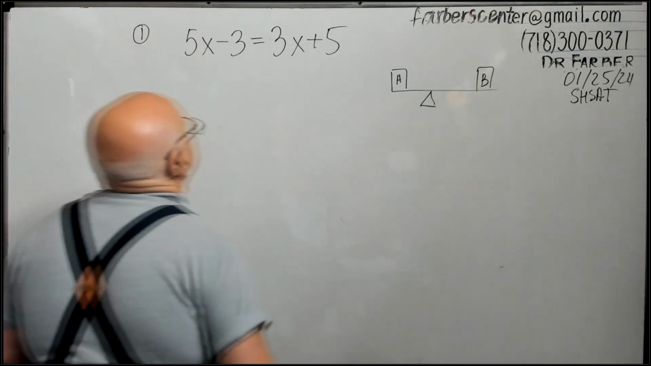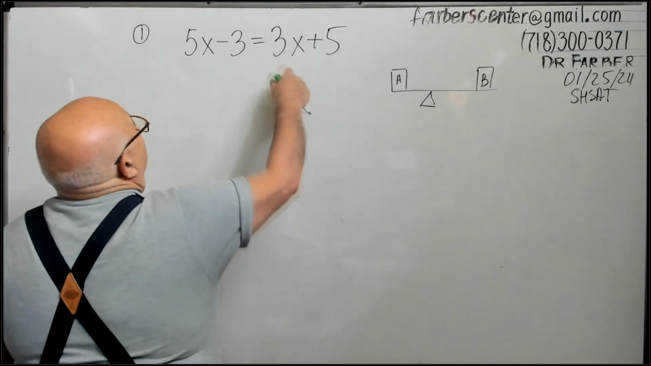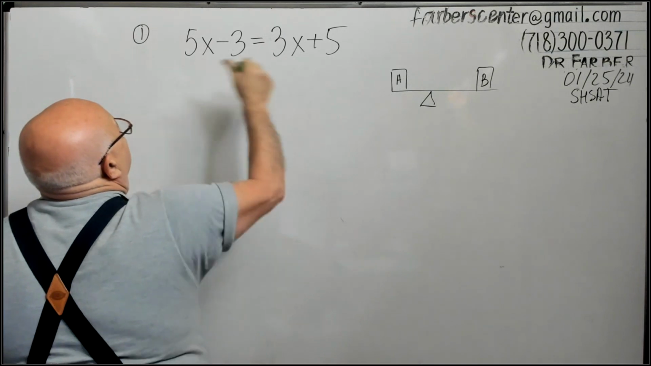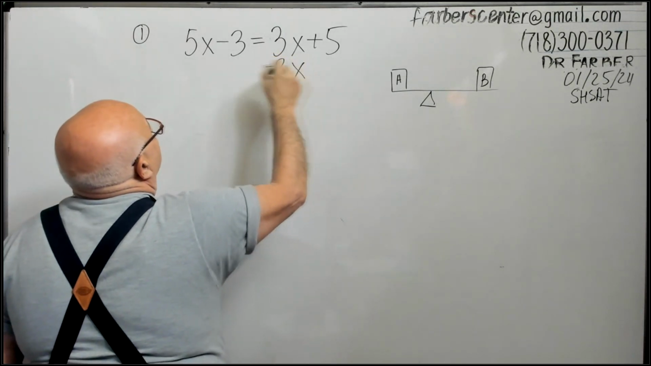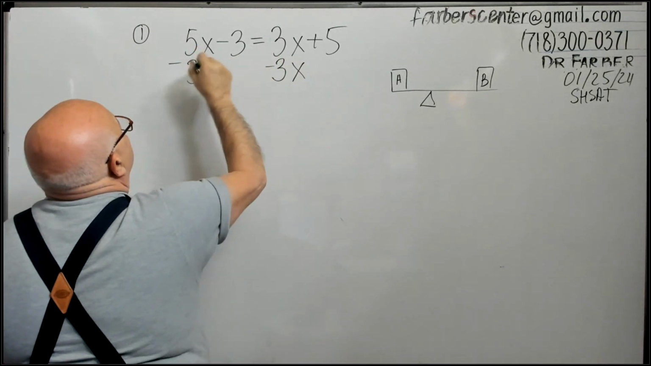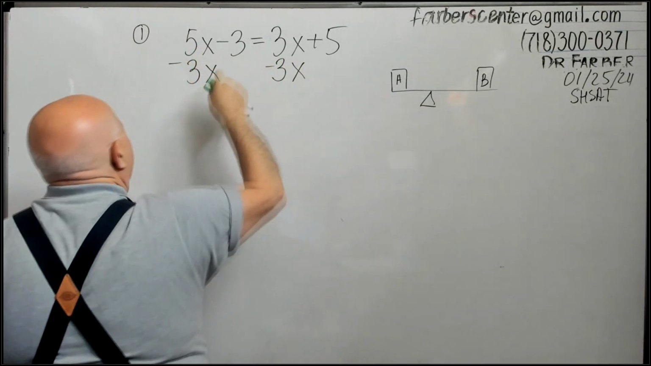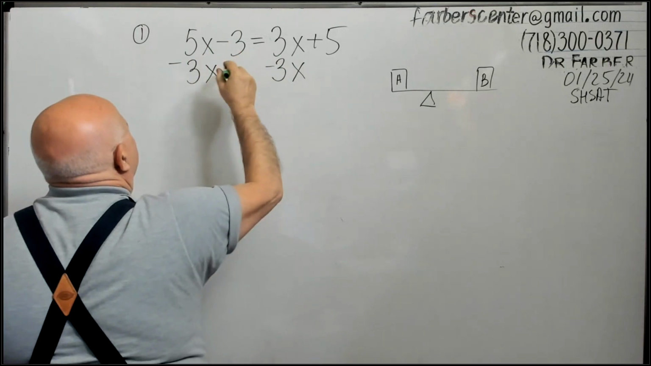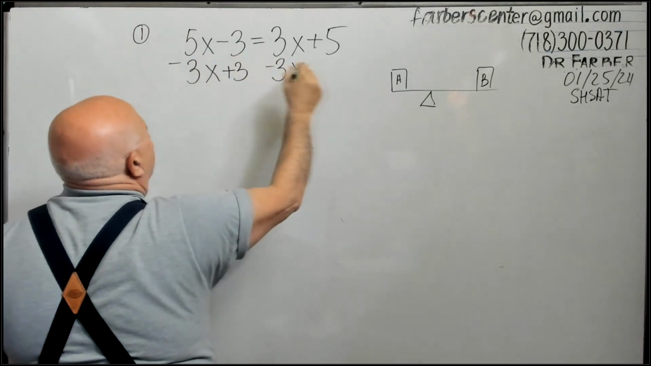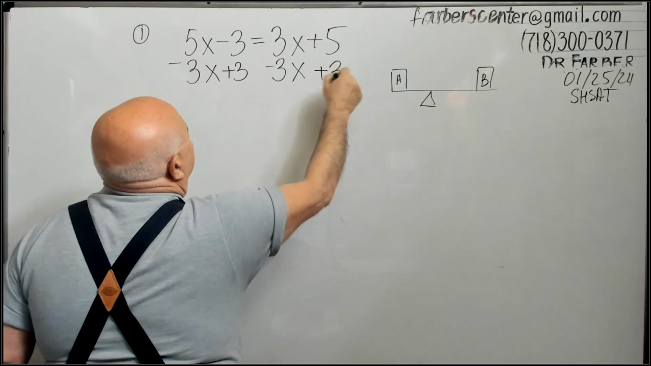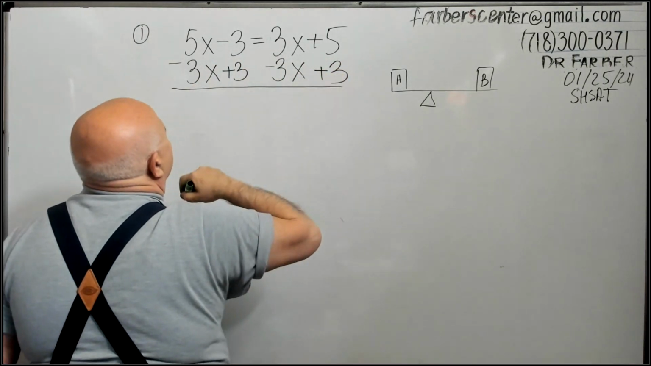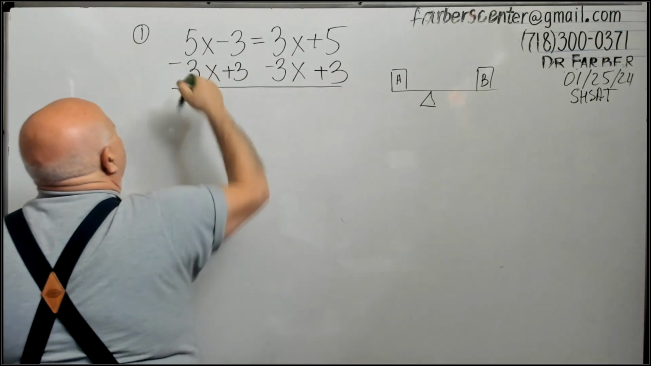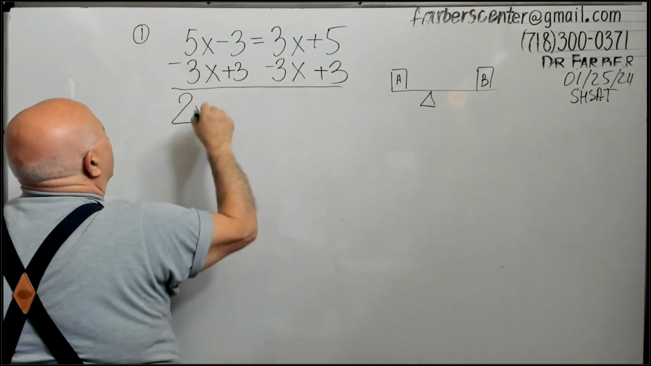Let's do this. I need to have only x's in the left part, minus 3x and minus 3x. Opposite of subtraction is addition, plus 3 and plus 3. I always use opposite rule. 5x minus 3x is 2x's.